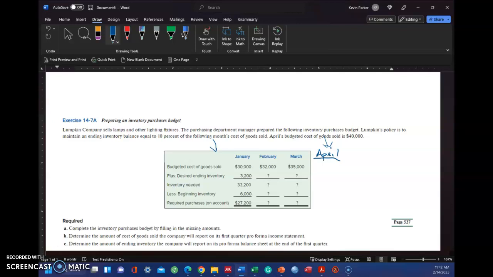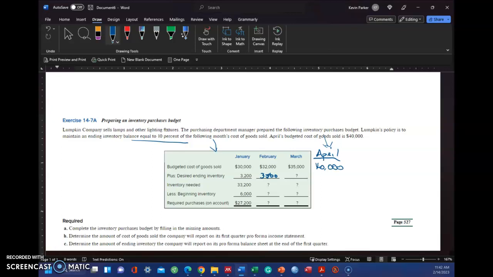It said April budgeted cost of goods sold is $40,000. When I say getting everything going, I'm talking about the learning process. We're pretty well done with April now that we've written it. You probably didn't need to write it, but I think it helps to visualize things. So it says that balance equals 10% of the following month's costs. Well, desired ending inventory for January, 10% of $32,000 for February, is $3,200. So 10% of $35,000 of March will be February's desired ending inventory.